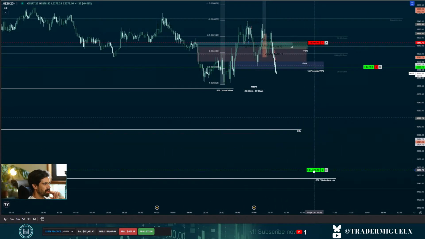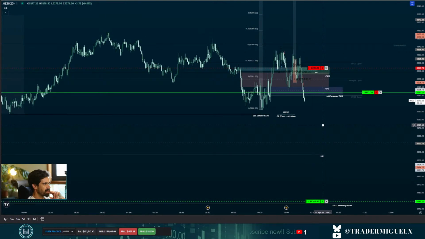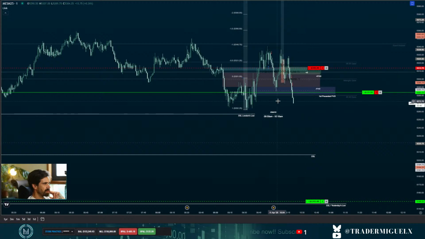Let's see if we can eventually work this short, because this was our initial plan, to seek London's sell side liquidity in the first place, and then sell side liquidity here and yesterday's low. We still have to keep in mind that price can eventually trigger sell side liquidity on London's low and come to the upside, because these highs here are too clean as well, but we will see.